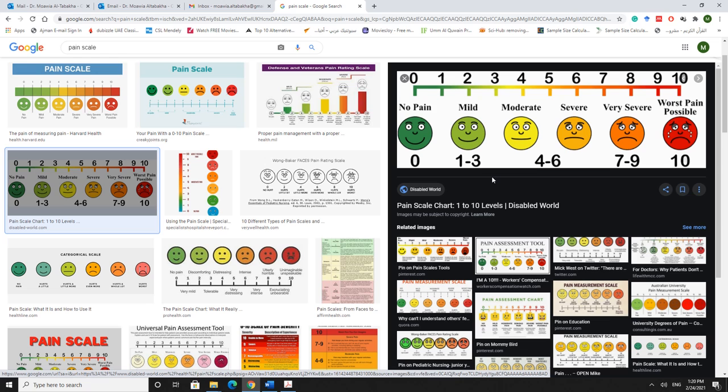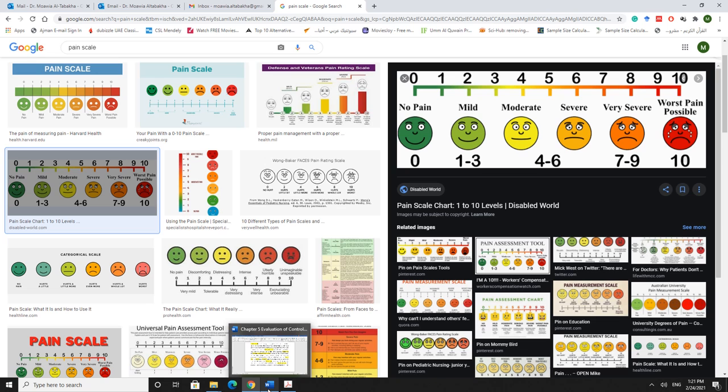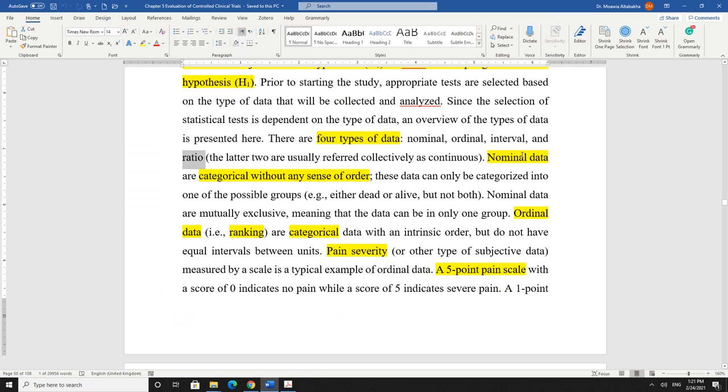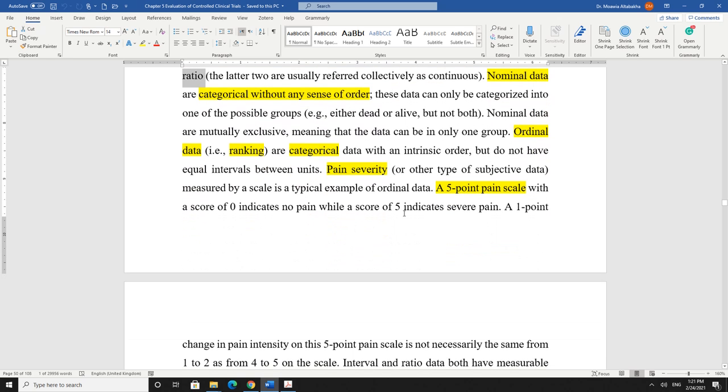This is unlike when I talk about colors, or when I talk about a kind of category with no ranking between them. So when I say ordinal data, they are categorical data, but there is a kind of intrinsic order between them, such as I told you, pain severity.